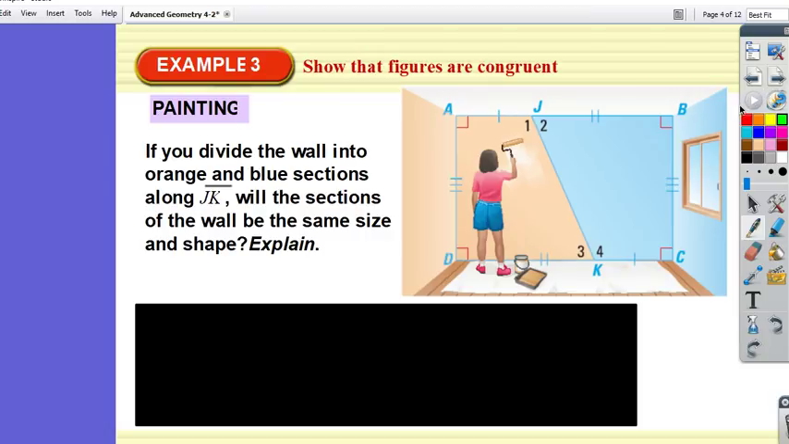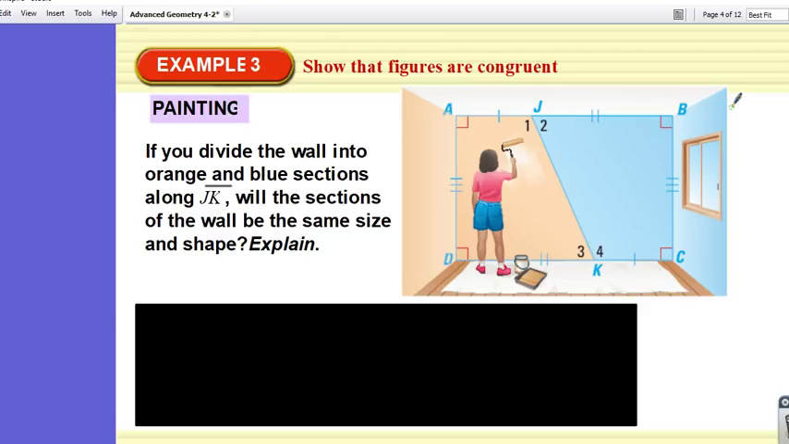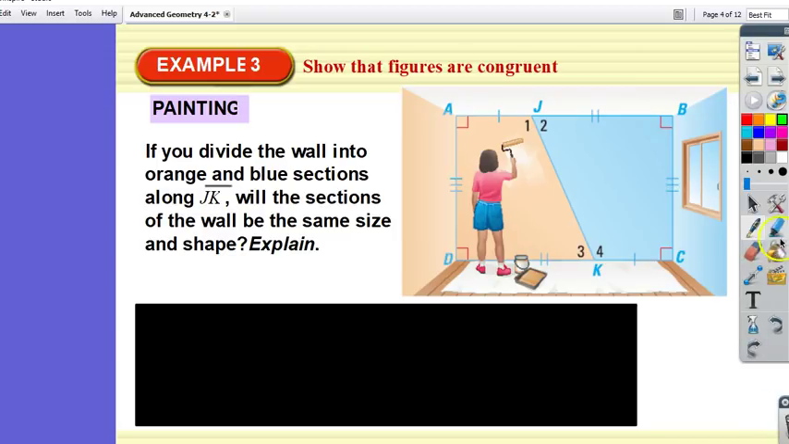If you divide a wall into orange and blue sections, go Gators, along with JK, will the sections of the wall be the same size and shape? Explain. Alright, so, orange and blue, orange and blue.